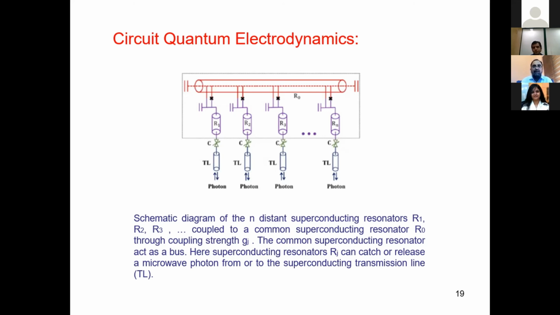So, for example, if you want to have one photon in R1, nothing in R2, nothing in R3, we need to catch one photon from R1, nothing from R2, nothing from R3. So the state will be 1, 0, 0. Now keep this picture in mind.